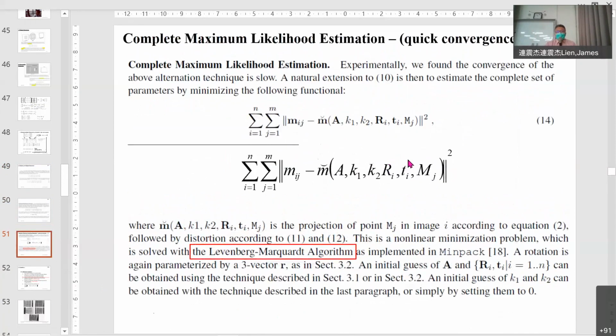So far we have an initial result of A, K, R, T. And then we try to solve using the LM method. With the LM method, you just put it into the equation and it will solve it.